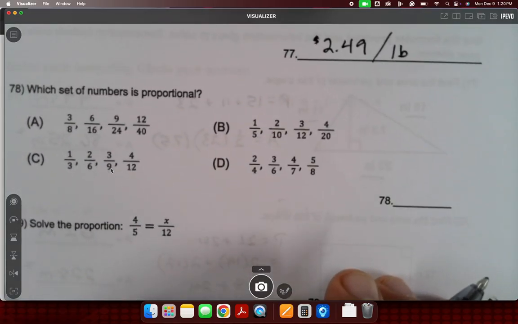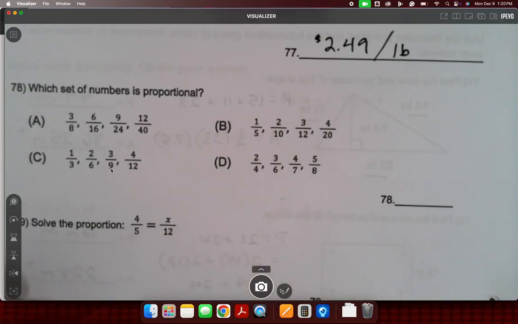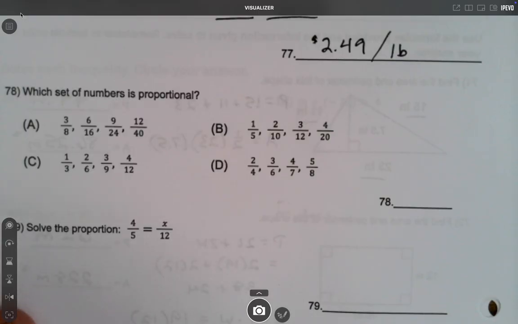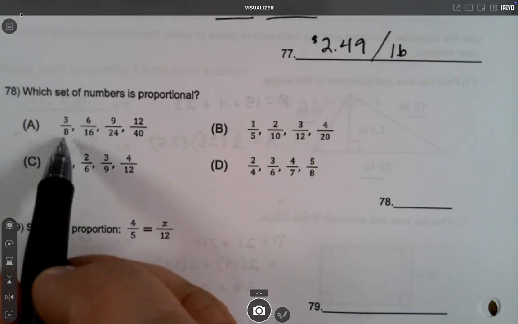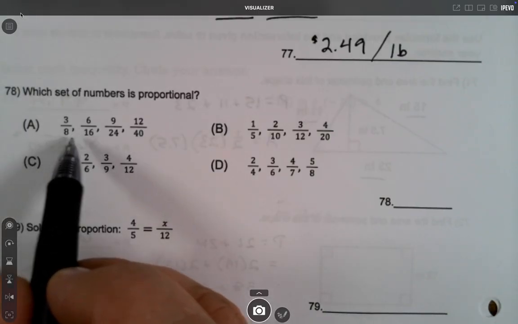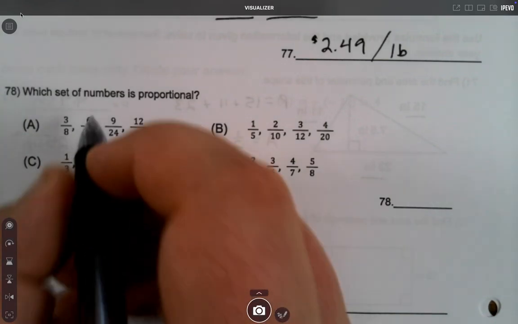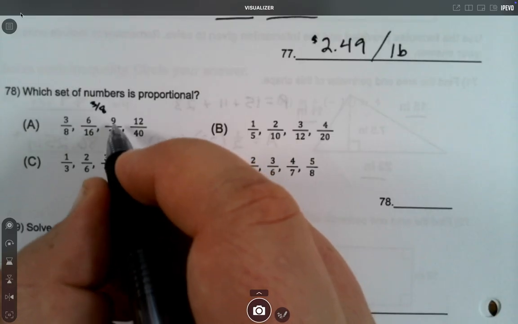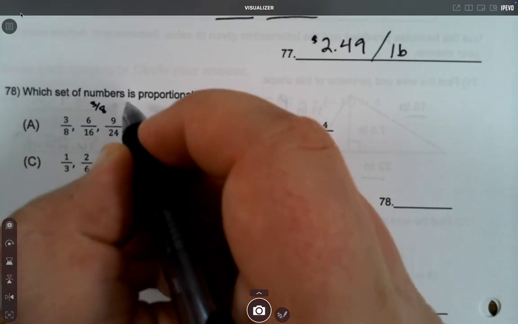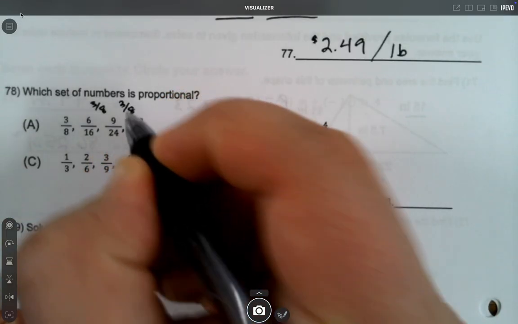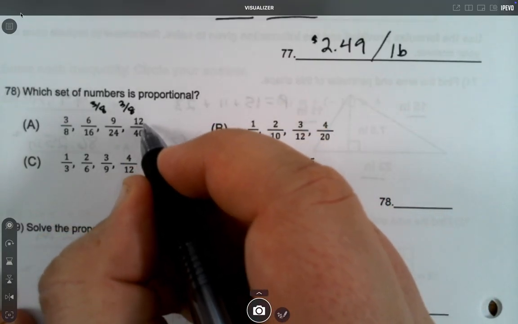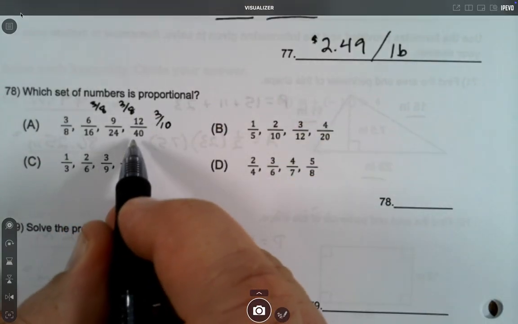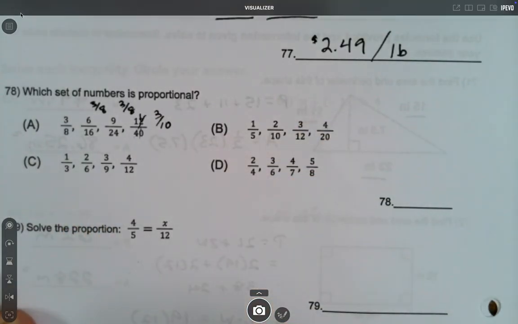Okay, 78. Which set of numbers is proportional? So we've got to see if they all reduce to the same number or not. So 3/8 won't reduce any farther. 6/16, we can divide them both by 2. That does give us 3/8. We can divide these both by 3. That gives us 3/8. So it's all the same so far. These are both divisible by 4. So we get 3/10. So that's the odd man out. So that one is not proportional.